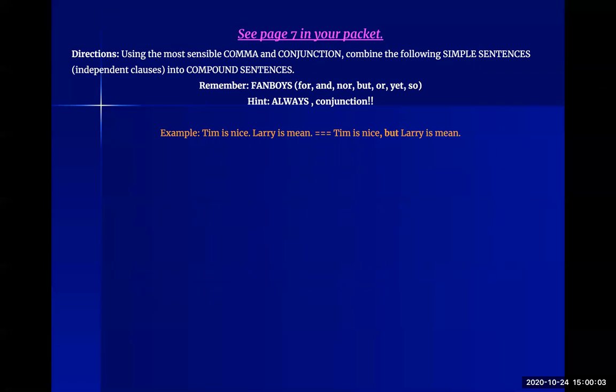All right. So the directions say, using the most sensible comma and conjunction, combine the following simple sentences or independent clauses into compound sentences. So remember your fanboys. You can use any of those conjunctions: for, and, nor, but, or, yet, or so. But you always have to have a conjunction that joins them.